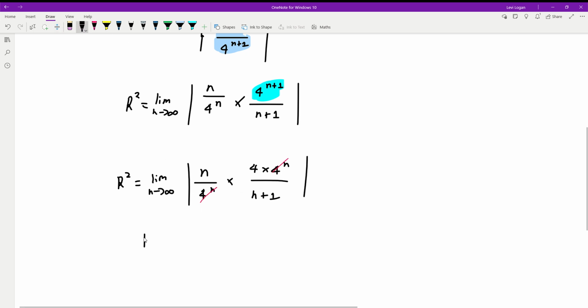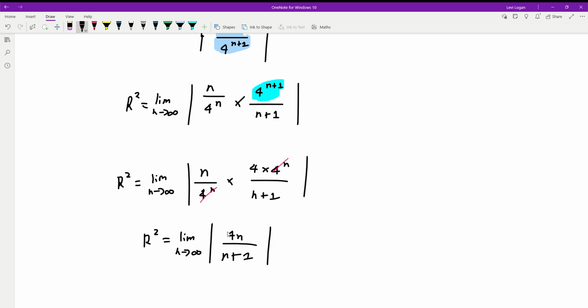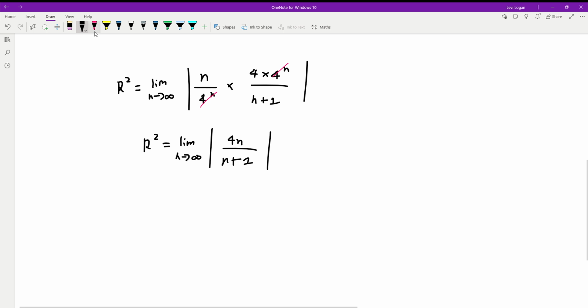So what you're left with is r squared is equal to the limit as n goes to infinity of 4n divided by n plus 1. Now we can't evaluate this limit at the moment, because if you were to substitute n equals infinity, you would get infinity divided by infinity, which isn't very helpful to us. So what we're going to do is break this down using long division.